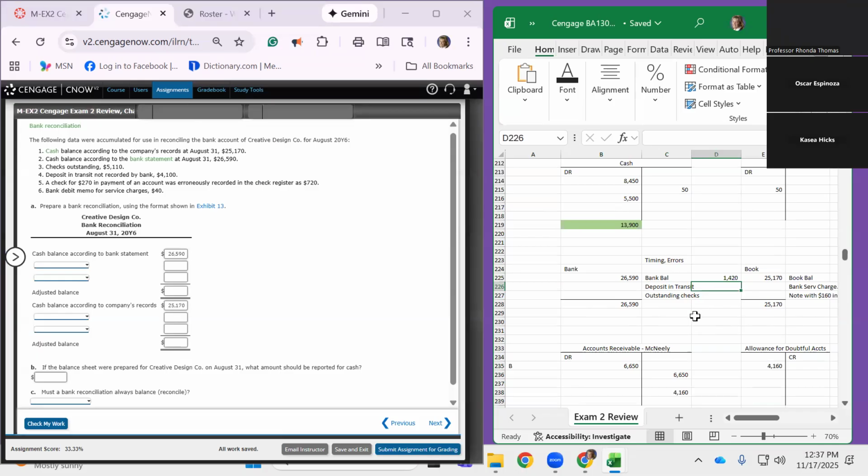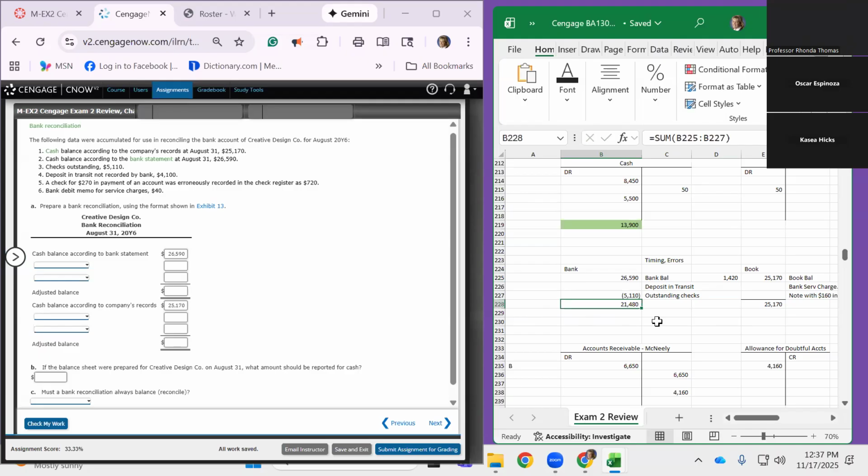Okay, so let's see what they're saying. So we're going to make adjustments to both sides to get them to balance. When we're finished, if we do it right, these two balances here will be the same. So the first thing we're going to do is they're talking about outstanding checks. It says outstanding checks of $5,110. Outstanding checks, we wrote them, so the adjustment goes to the bank. They haven't seen them yet.